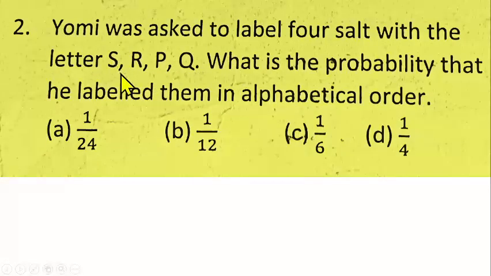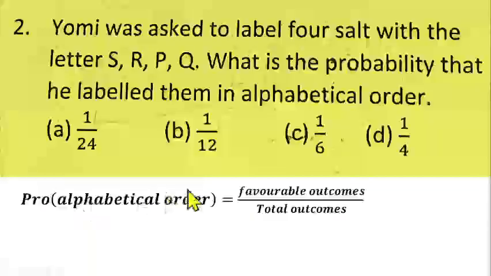So this is one letter, 2, 3, 4. How can we reshuffle these letters? They can be labeled in 4 factorial ways, which is 24. Then what's the probability that he labeled them in alphabetical order? That can only be done once in alphabetical order, so that will be 1 out of arranging it in 24 ways. So that should give us the probability.